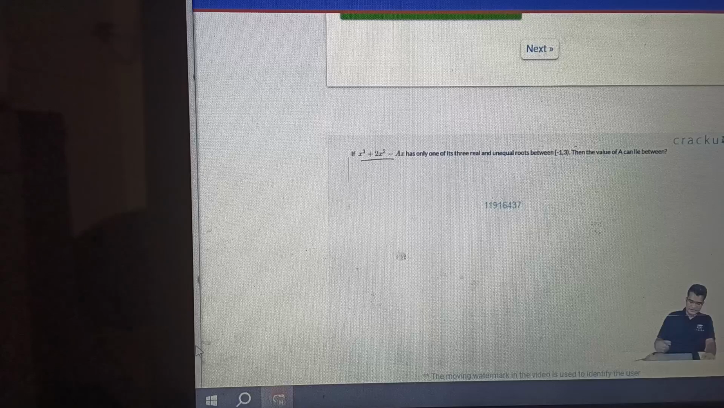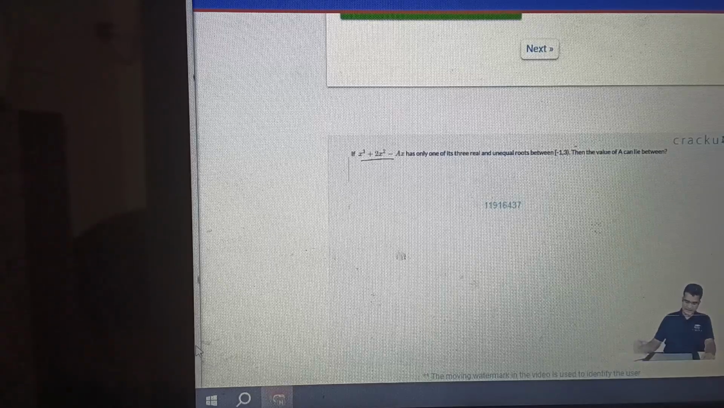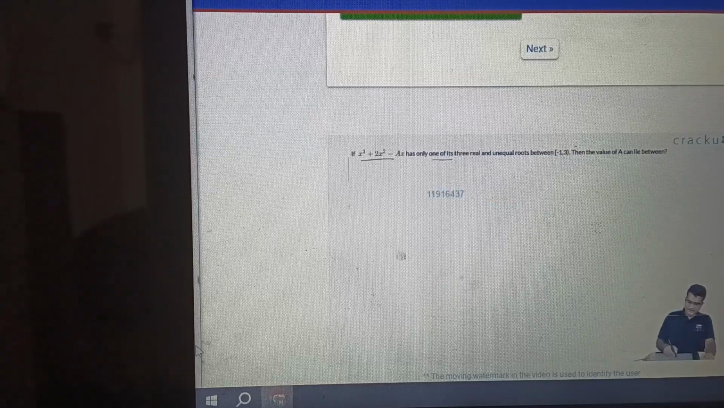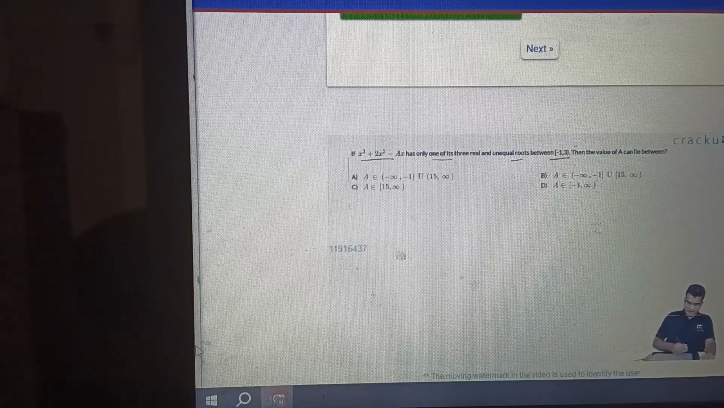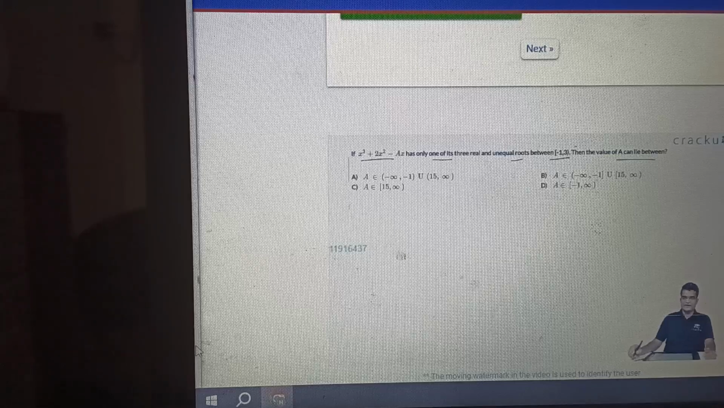We are given a cubic equation, which is x cubed plus 2x squared minus ax, and we are told that only one of its three real and unequal roots lies between minus 1 and 3. We are required to calculate what the value of a can lie between.